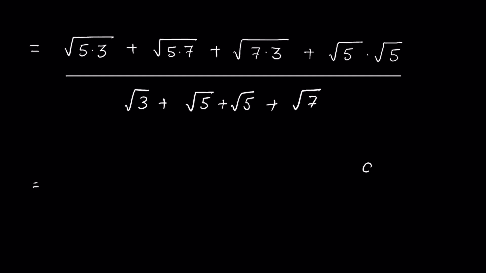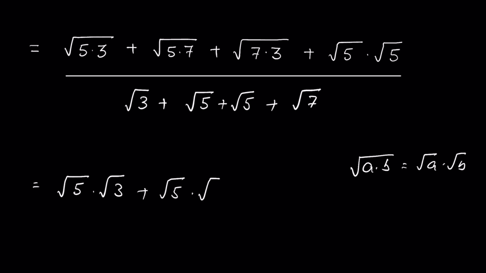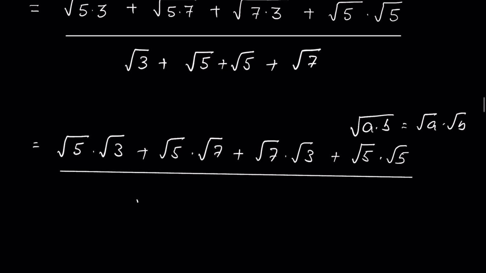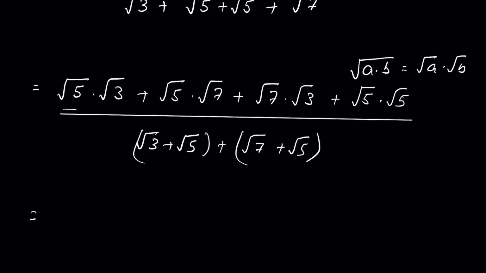Now when a times b is under square root, this is equal to square root of a times square root of b. So using this property we can write square root of 5 times square root of 3 plus square root of 5 times square root of 7, then plus square root of 7 times square root of 3 plus square root of 5 times square root of 5, upon square root of 3 plus square root of 5, we can write together, then plus square root of 5 plus square root of 7, or square root of 7 plus square root of 5.